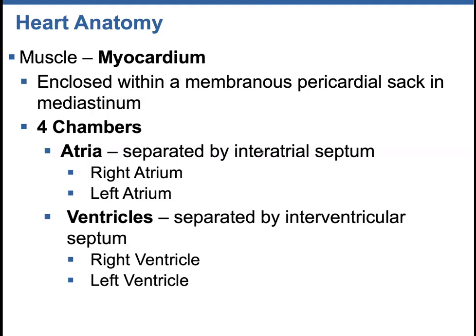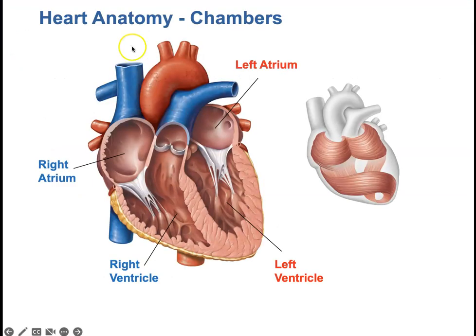Then the chambers of the heart, we have 4, and the 2 upper ones are called the atria. The 2 bottom ones are called the ventricles. They are each separated by an interatrial septum between the atria, and then the ventricles have the interventricular septum. You can't really see the interatrial septum, but there is one between the 2 atria that you see here. And then these 2 down here are the left and right ventricle. And then this right here is that septum.